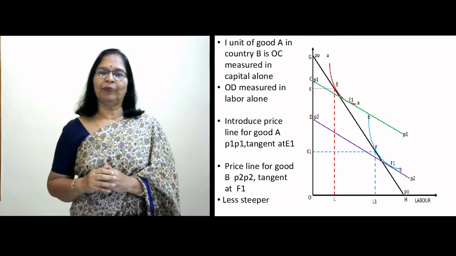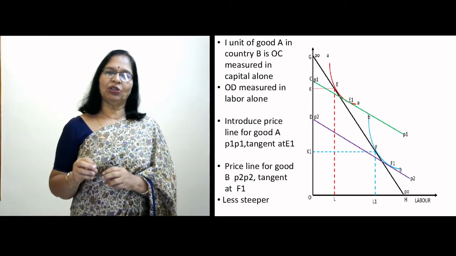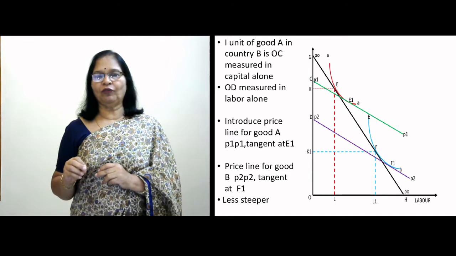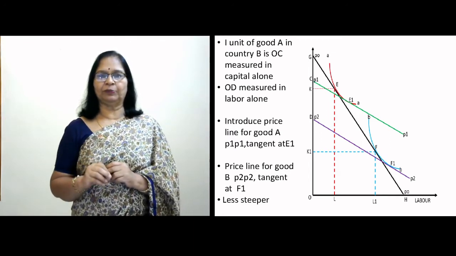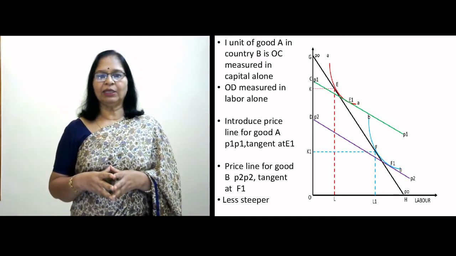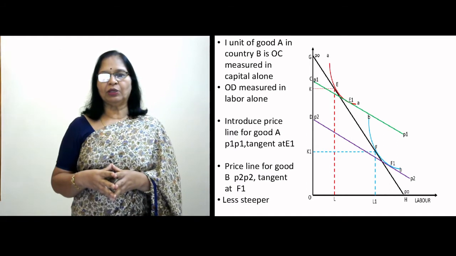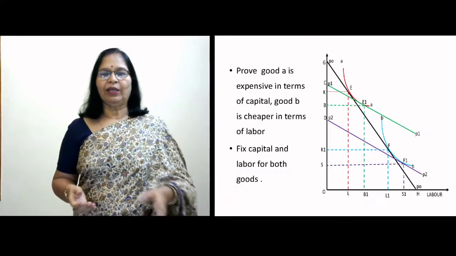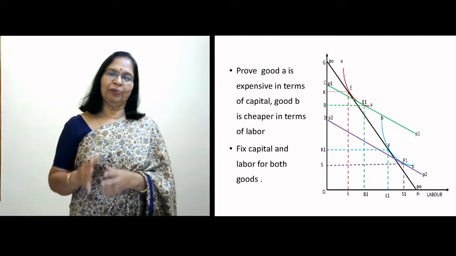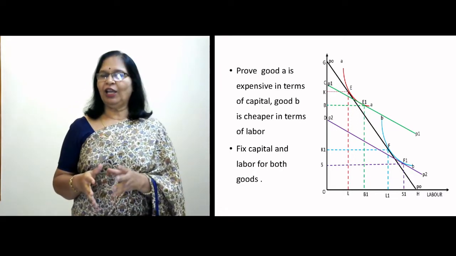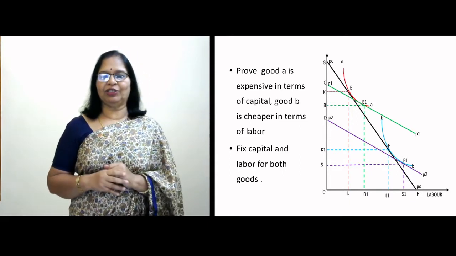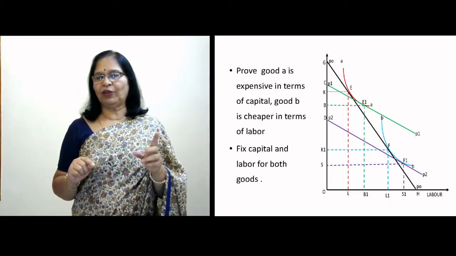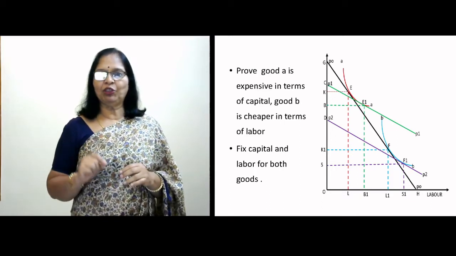Now let's work with the price lines. P1 price line is for the production of the capital good, steel. P2 is the price line for the production of the labor intensive good, cloth. Looking at the diagram, we can see that the two price lines have been introduced. Now, we want to prove that country B is a labor intensive country, labor abundant and capital deficient. So the point of tangency for country B is different from the point of tangency for country A, because we also have a new price line for that.